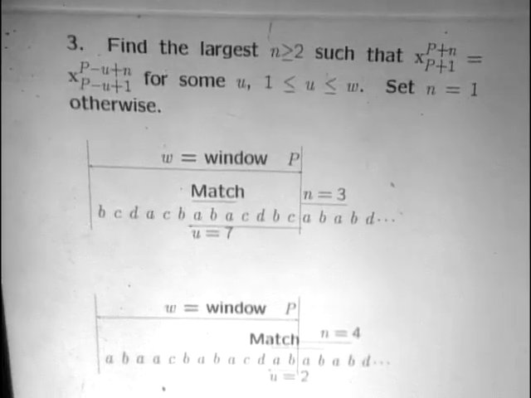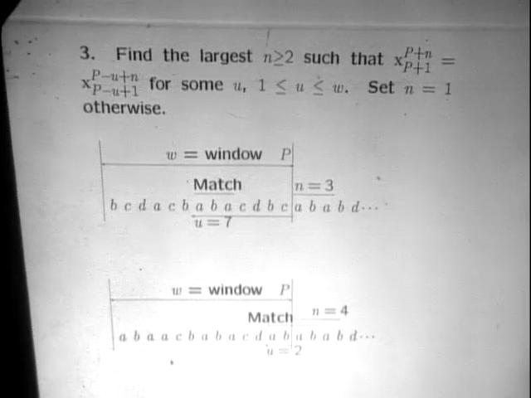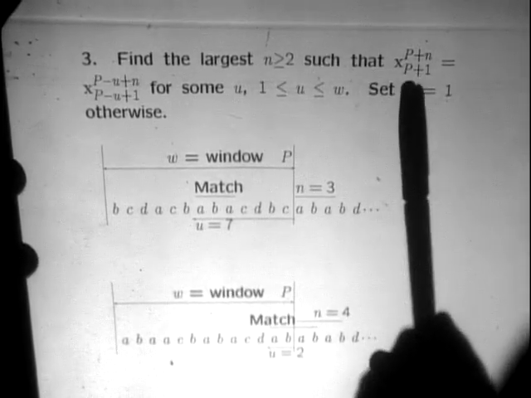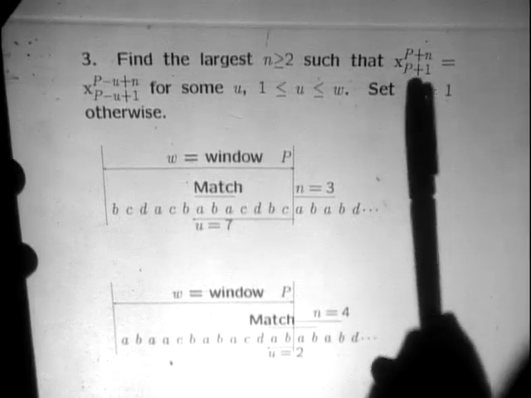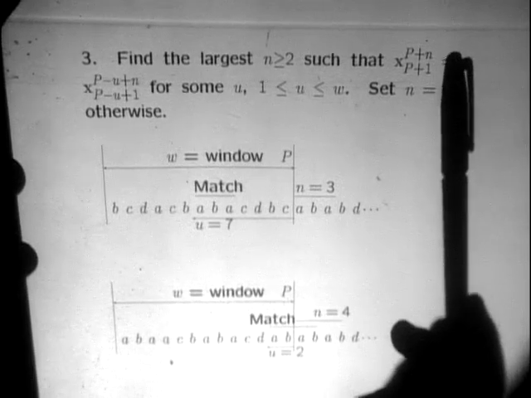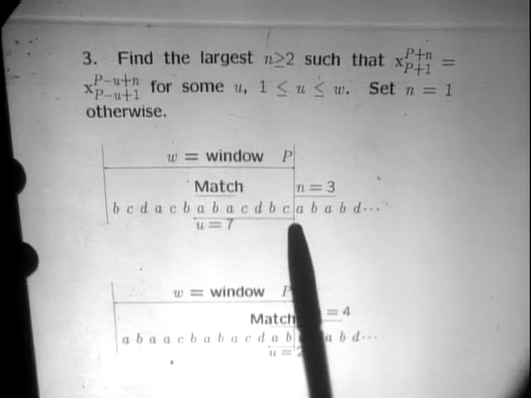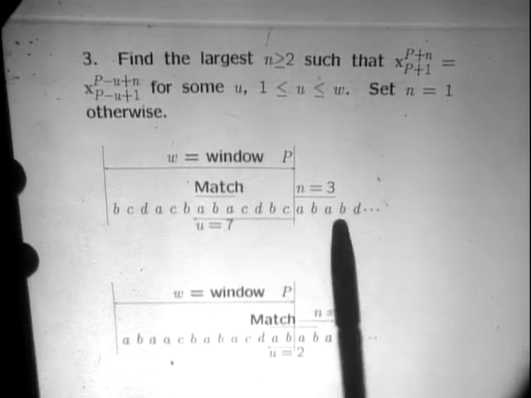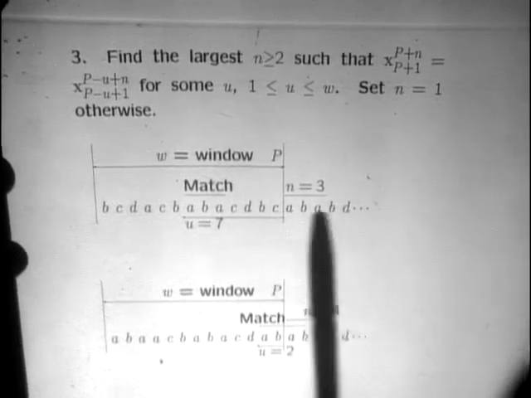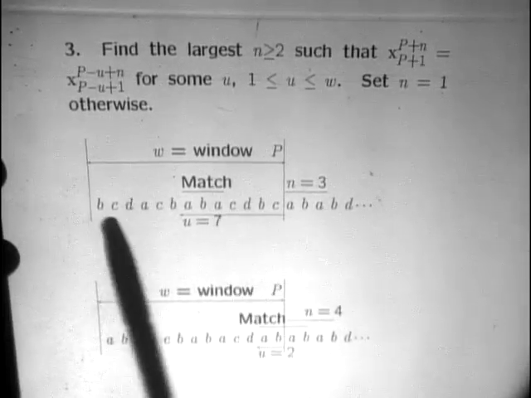Now, the next step is to find the largest n greater than or equal to 2. I'll explain why greater than or equal to 2 later, such that the string x sub p plus 1 up to p plus n, what is that? It's the string which starts right beyond the pointer, namely the string that starts here. What we're trying to do is find the largest n, in other words, the longest string starting here, which we can match with something that's in the window.